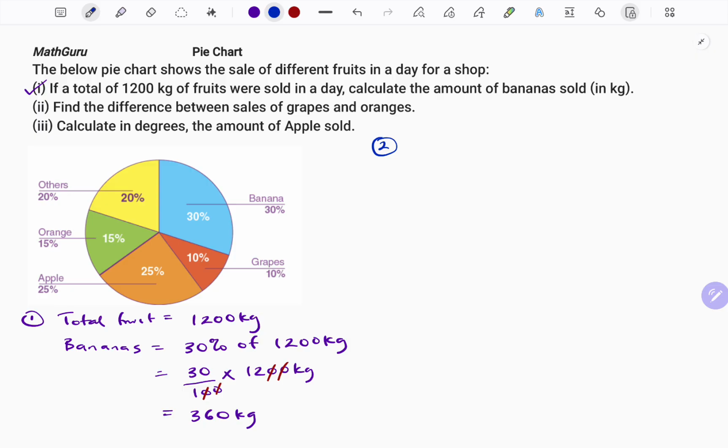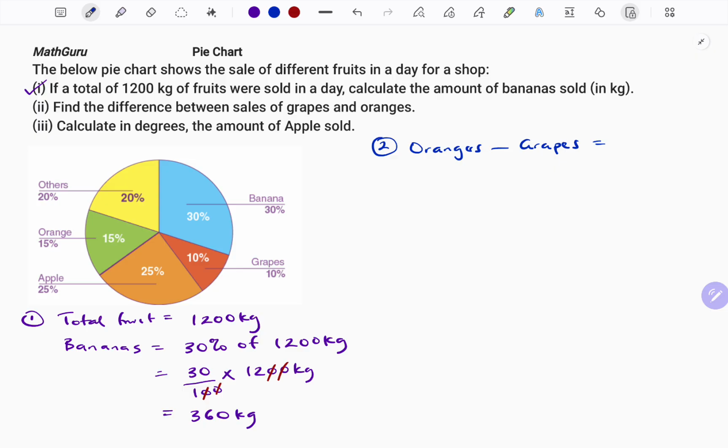The second part of the question, that's number 2, says find the difference between sales of grapes and oranges. If I go back to the pie chart, oranges, we have 15% sold, and grapes, we have 10% sold. So I'm going to have the number of oranges minus the number of grapes. And to calculate that, I'm going to find the percentage of oranges minus the percentage of grapes sold.